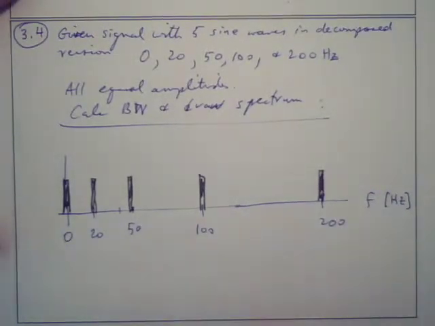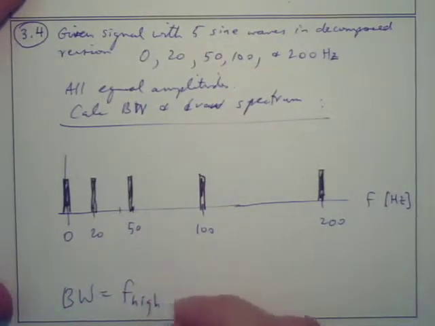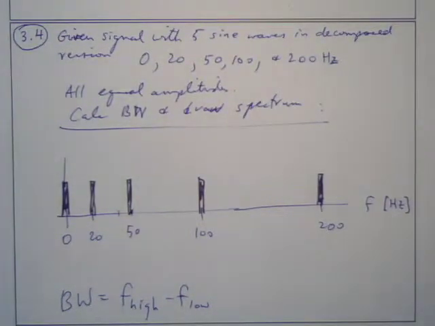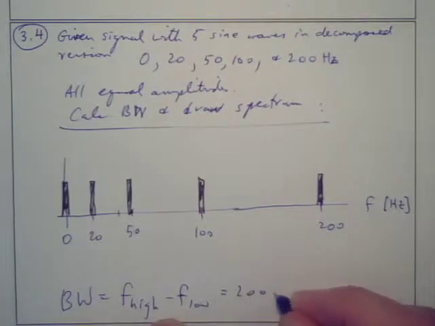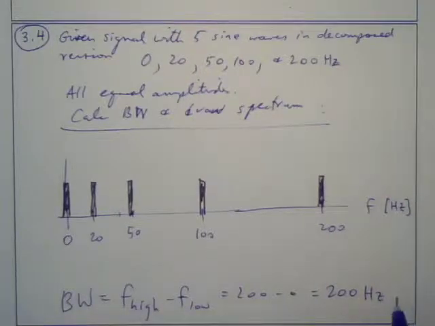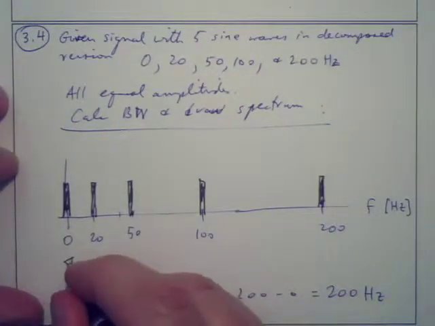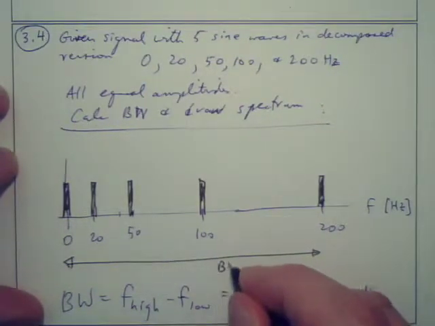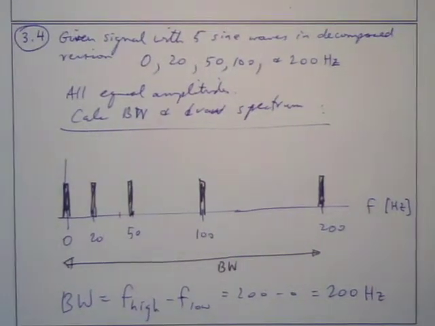There we go. And the bandwidth is the high frequency minus the low frequency, when there's a bunch of frequencies that go into something like this. The highest one is 200, the lowest one is 0. And so the bandwidth is 200 hertz here. And you can say that this is the bandwidth, just drawing on the number line like that. Okay, so that's problem 4.